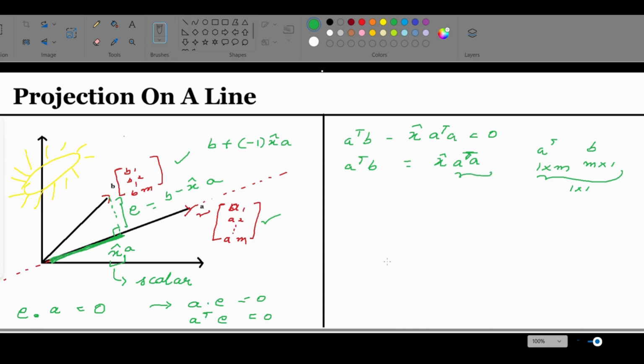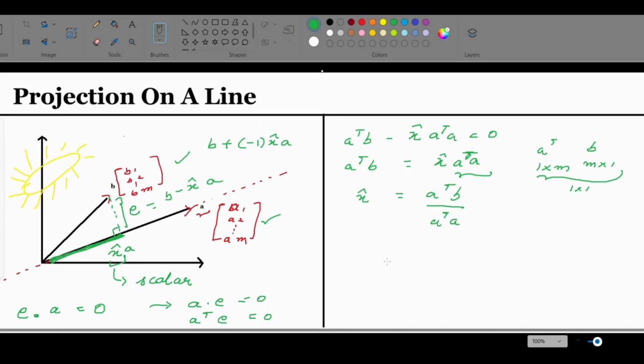And the same will happen even with A transpose A. Because here too, A transpose is 1 cross M, A is M cross 1, and you will end up getting a 1 cross 1 value. Now, just because A transpose A is a scalar value, you can rewrite this as x cap is equal to A transpose B divided by A transpose A. Now, if A transpose A was not a scalar and was instead a matrix, then you would have to use A transpose A inverse, which is something we're going to talk about in the next video when we talk about projections on a plane.